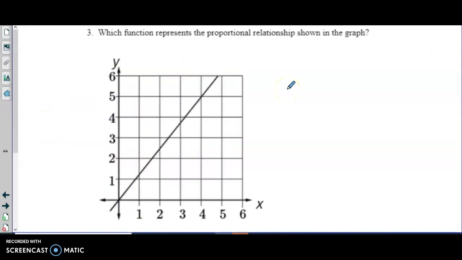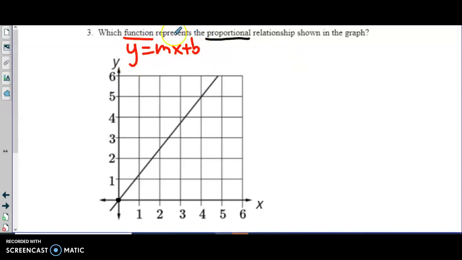Write the function. Which function represents the proportional relationship shown in the graph? We're going to talk more about this in just a minute, but I want to mention that if it's going to be a proportional relationship for x and y, it has to go through 0,0. That's going to be an important thing for later on. That helps you identify which ones are proportional. But if I want to write the function, I'm going to write my equation, y equals mx plus b.